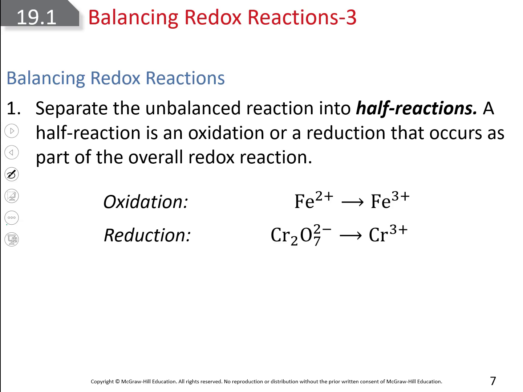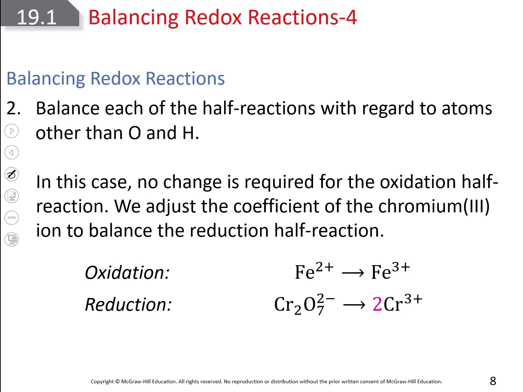So, oxidation and reduction half reactions. That's step 1. Step 2 is we want to balance anything that is not oxygen or hydrogen, because oxygen and hydrogen we can balance later by adding water molecules and hydrogen ions. So anything that is not hydrogen or oxygen gets balanced. For example, in this reaction, iron is already balanced, but chromium is not. I started with 2 chromiums, and I only ended with 1. So I'm going to put a coefficient of 2 in front of the chromium in order to balance out that chromium.